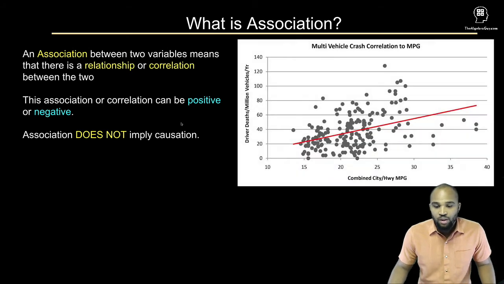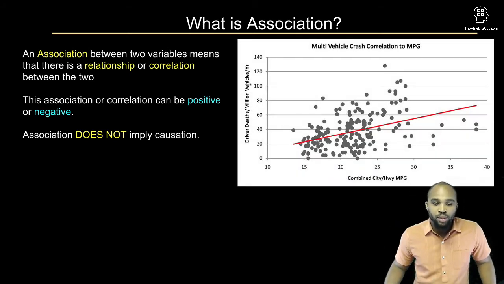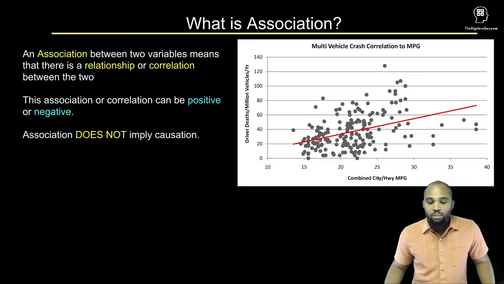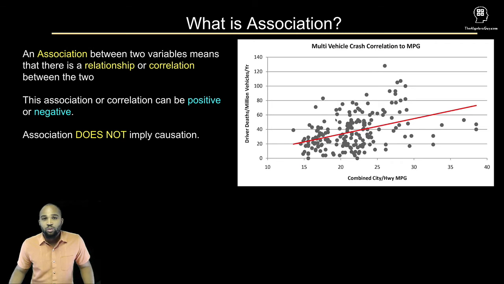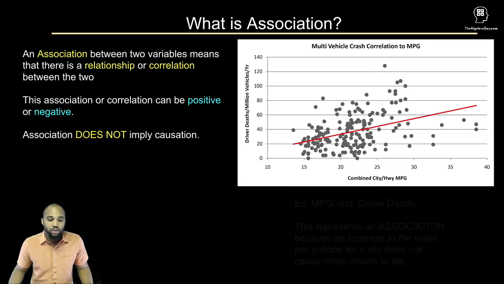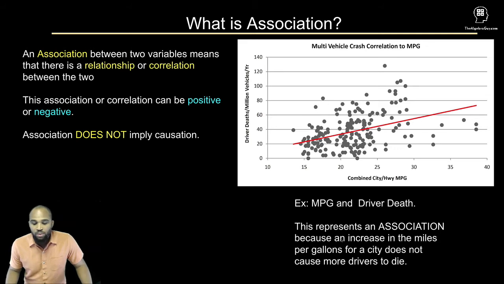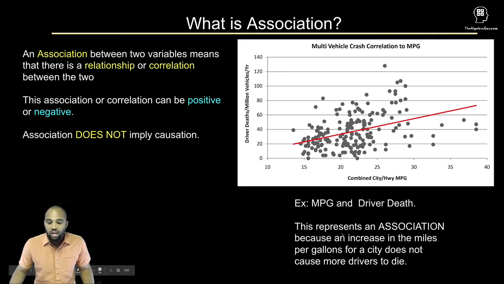Here's an example. If we looked at the driver deaths per million vehicles per year and the combined city highway mileage per gallon. So as the mileage per gallon increases, it looks like the driver deaths are increasing. Now, while these things are associated, it doesn't mean that the mileage per gallon is causing the deaths of millions of drivers. These things do have some kind of correlation, but they're not correlated with causation. One is not causing the other. This represents an association because an increase in the miles per gallon for a city does not cause more drivers to die.